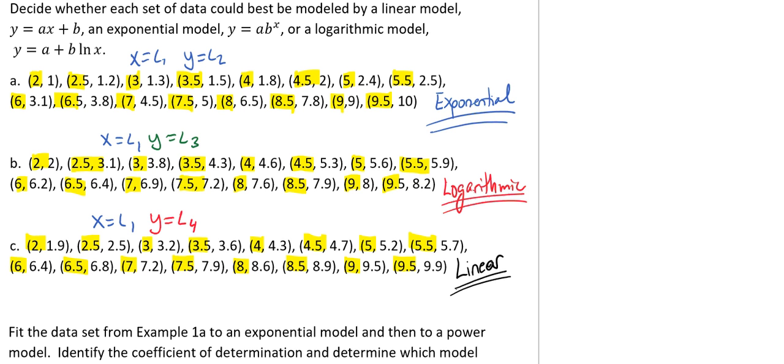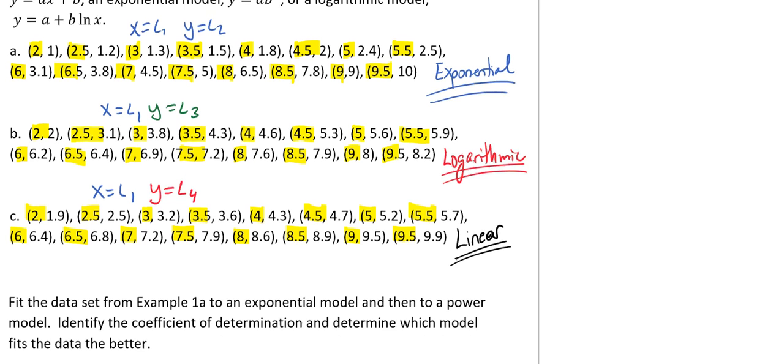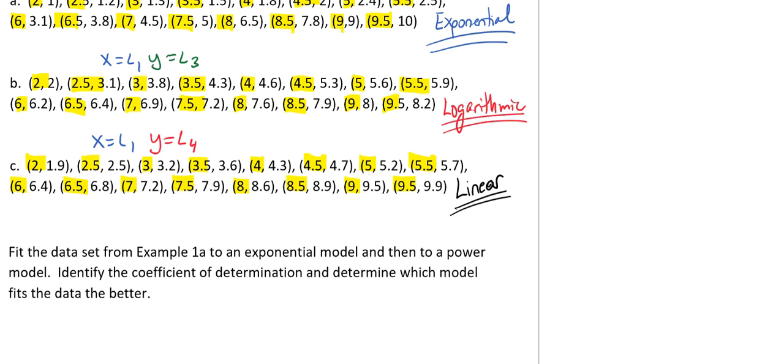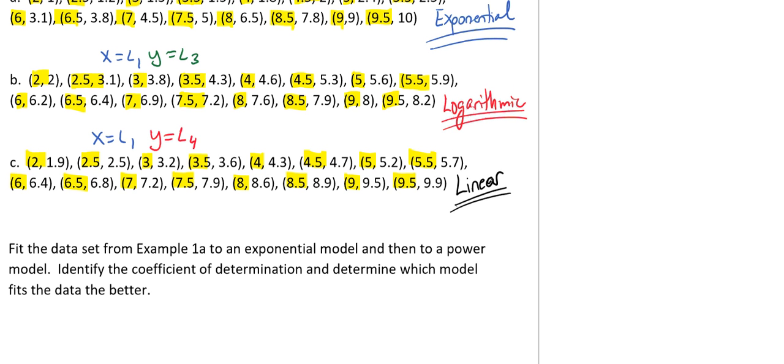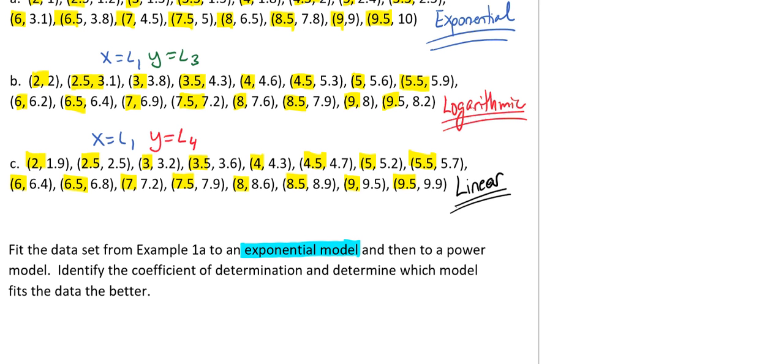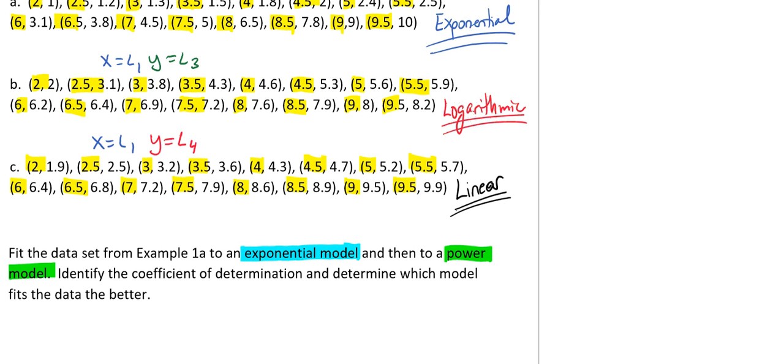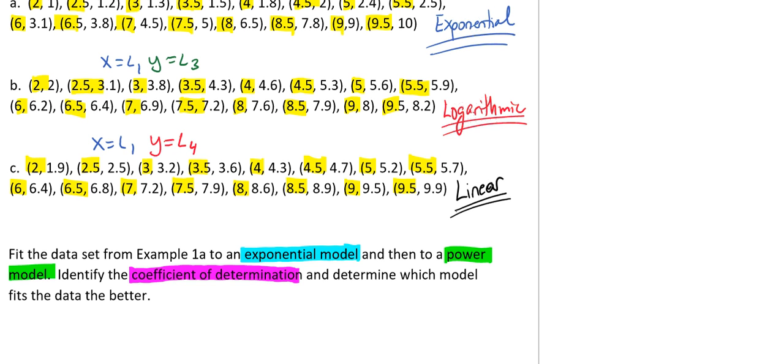Now, our next example says to fit the data set from example 1A to an exponential and then to a power model. It asks us to identify the coefficient of determination and to determine which model fits the data better.